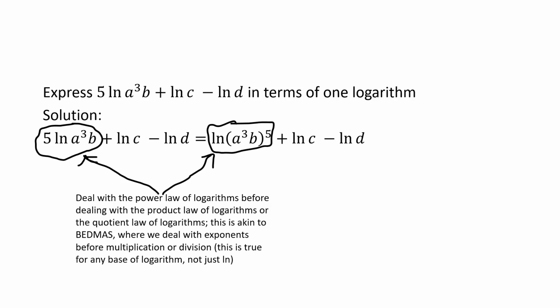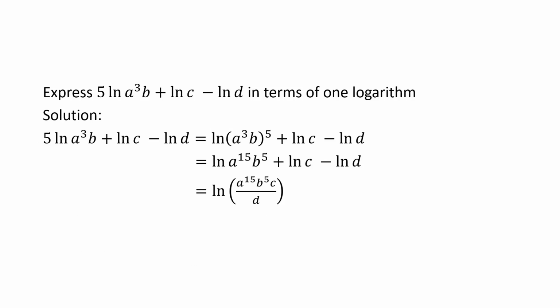We deal with the power law of logarithms before the product law. So we're dealing with the exponents before we're dealing with the multiplication or the division. So what we've got here is the ln of a to the 15, b to the 5, plus the ln of c. Well, that'll be the same as the ln of a to the 15, b to the 5, c. We'll be able to multiply these, and that's what we get here. And then when we subtract ln d, we can show that as us dividing by d. And so this is our expression, expressing that whole long original expression as one logarithm.